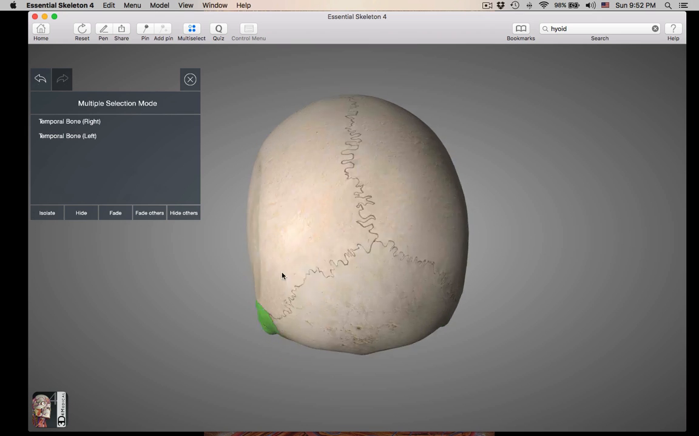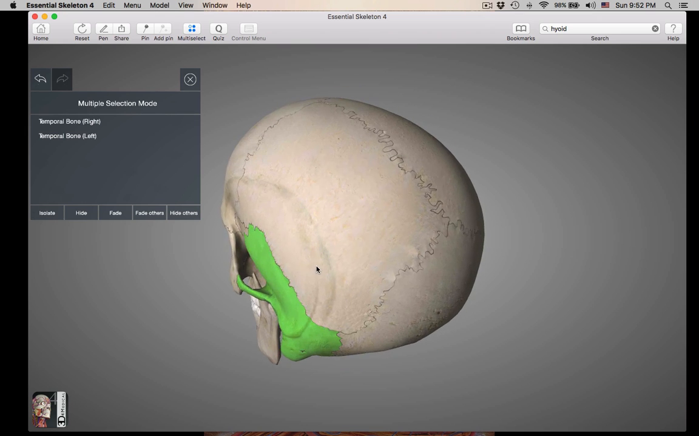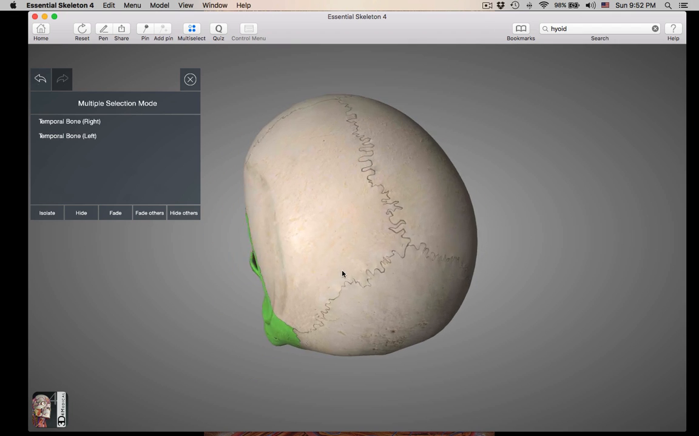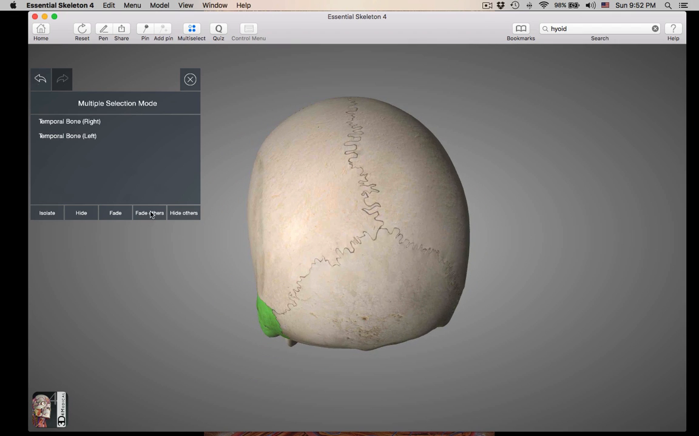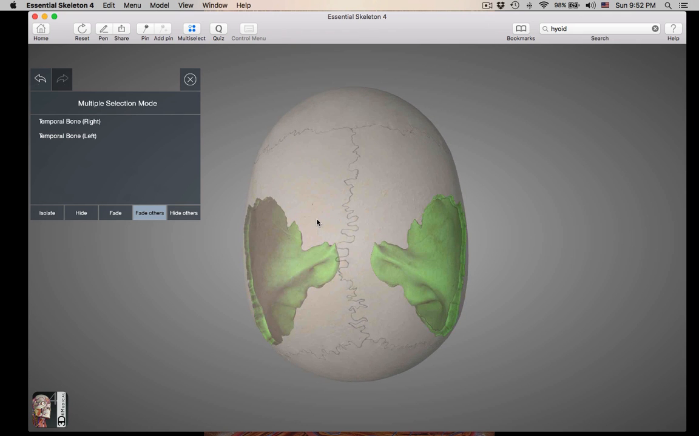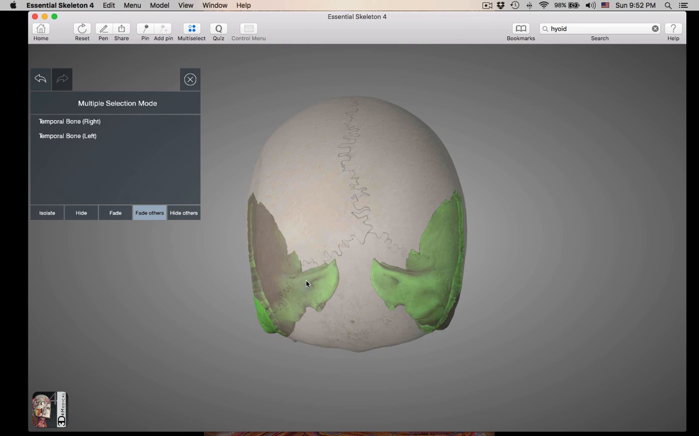Now the petrous portion of the temporal bone, you can't actually view it from the outside. You have to take off the top of the skull here in your model, and then you can see it. So let's see, we're going to fade all the others, and you can kind of look inside, and you're going to see a thick ridge of bone in here. This is the hardest part of the skull, the petrous portion of the temporal bone.